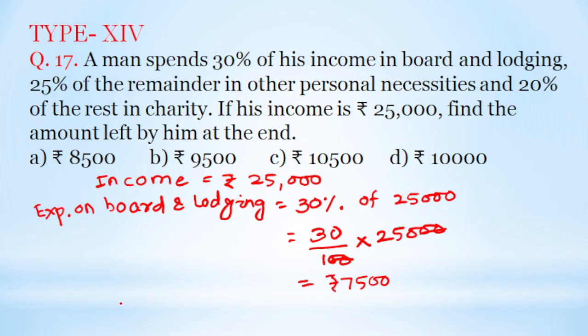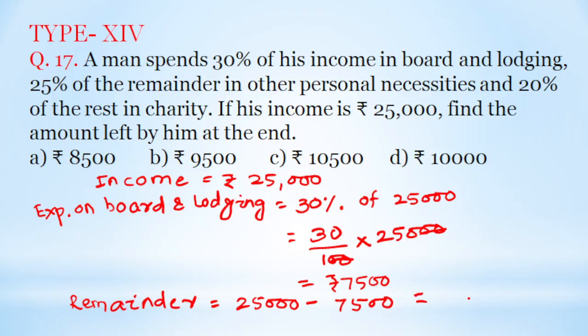So the remainder is equal to 25,000 minus 7,500. After subtraction, it is coming as 17,500. So this is rupees 17,500.